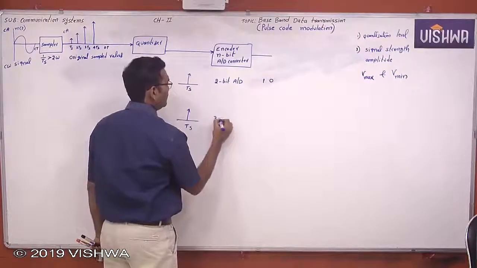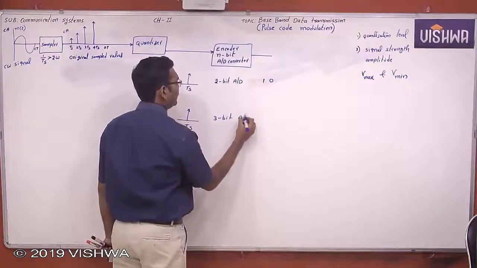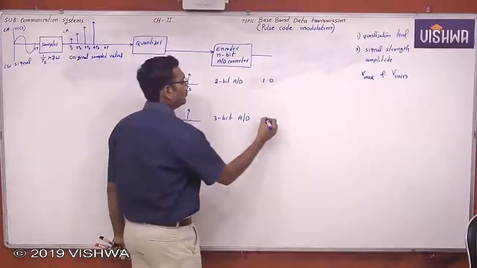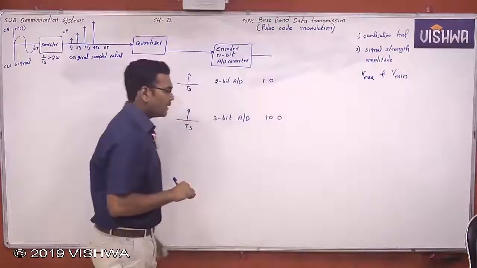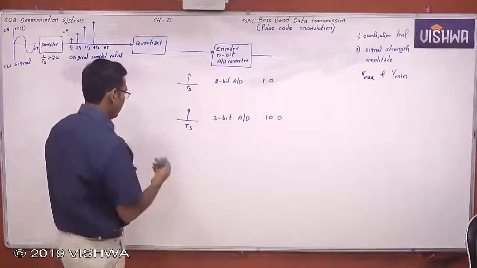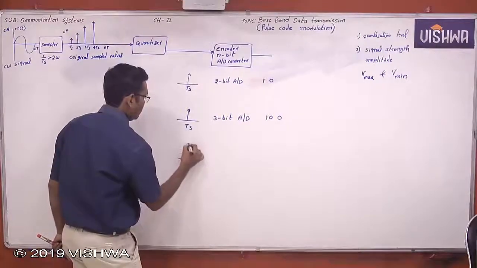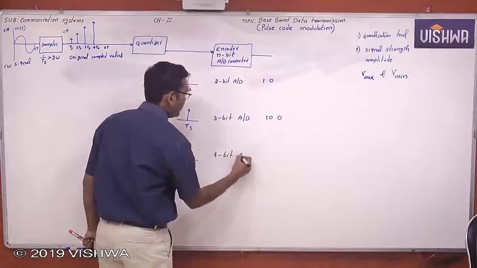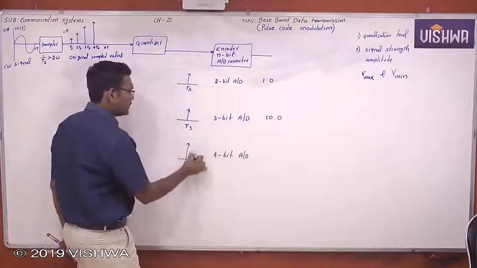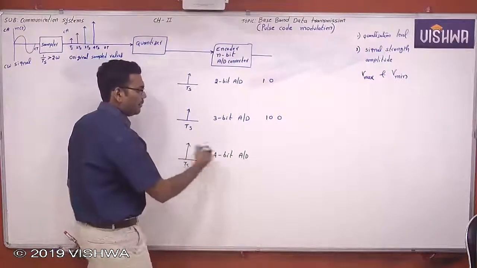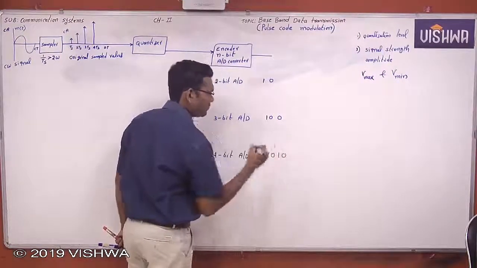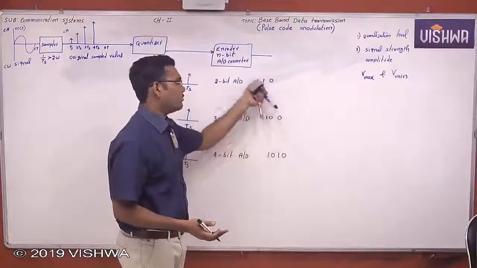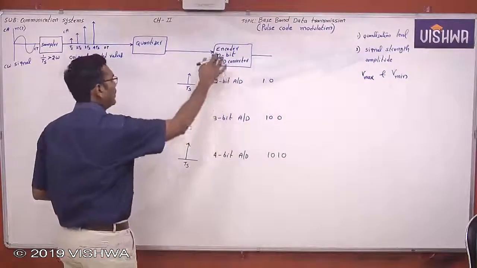Now this is 3 bits. This is a 3-bit A to D converter, which means that each sample is encoded into 3 bits. If it is a 4-bit A to D converter, which means that each sample is encoded into 4 bits. Not 1010, 4 bits; not 1000, 3 bits; not 10, it is 2 bits. Now this is the encoder's job.